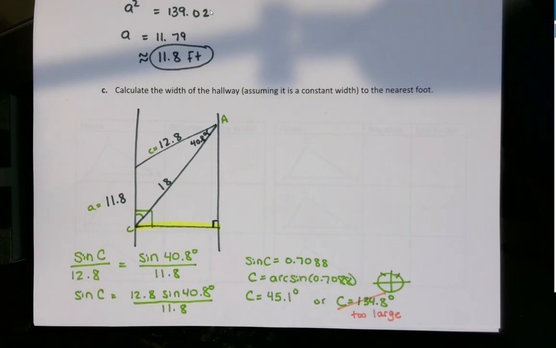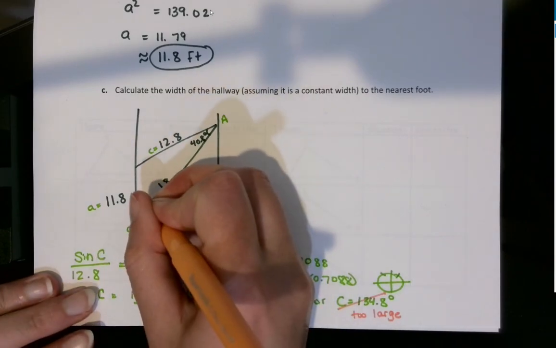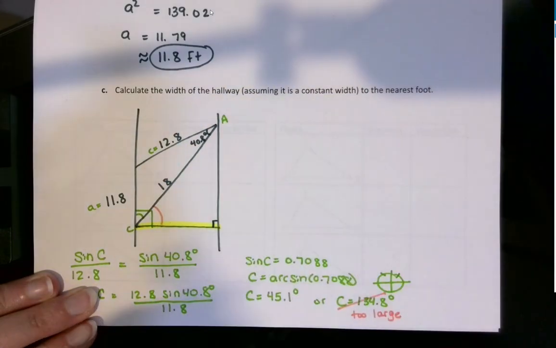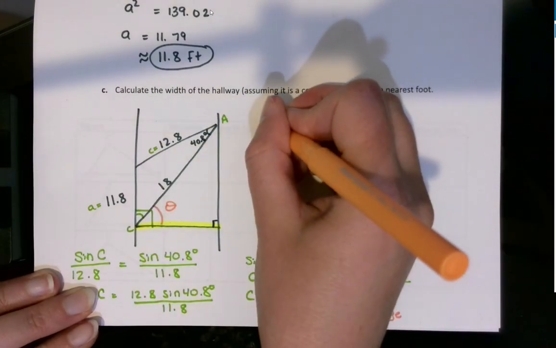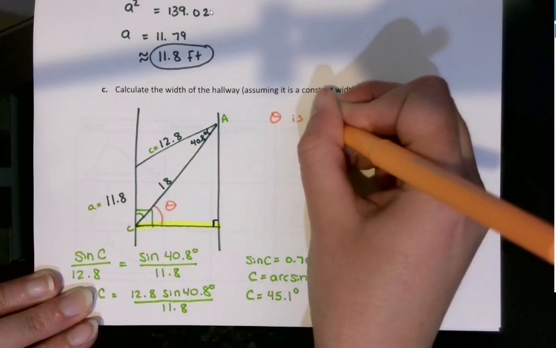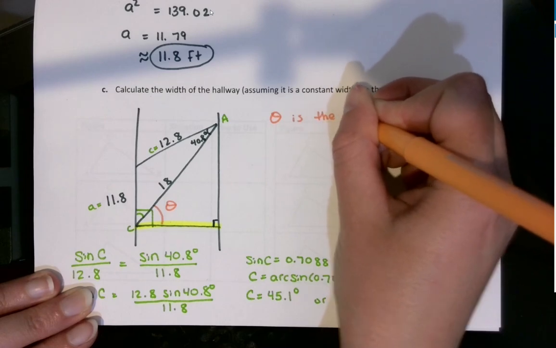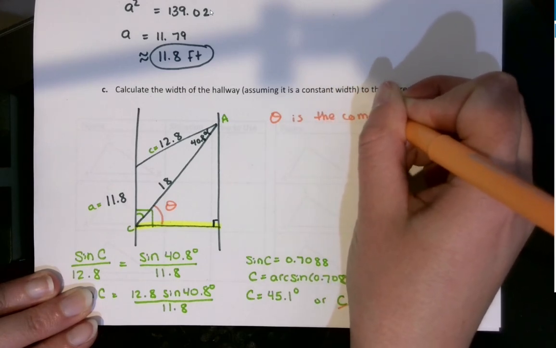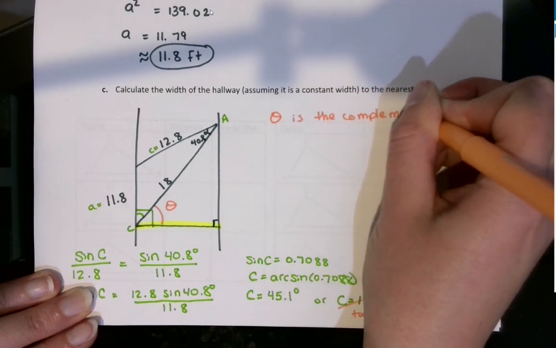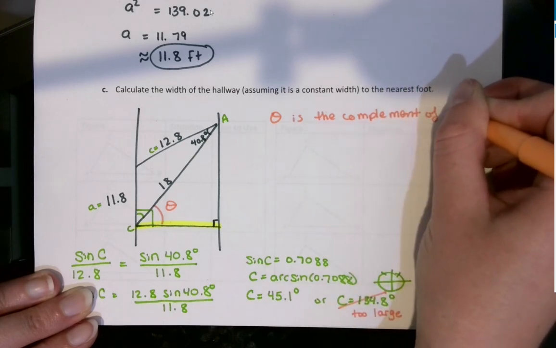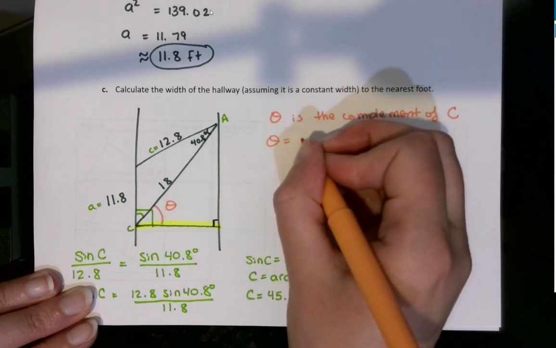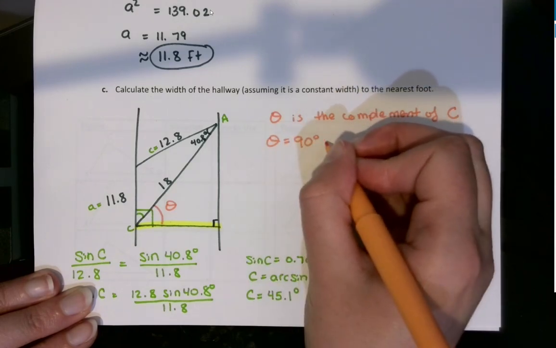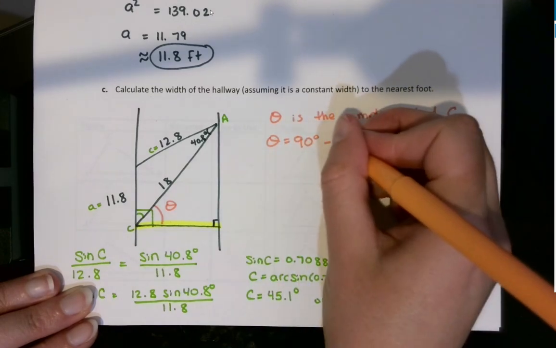Now, I didn't even want to know angle C. I want to know its complement. So that's this angle right here. So I'm going to have to call that a new name. Let me just call it theta. So that angle theta is the complement of angle C.